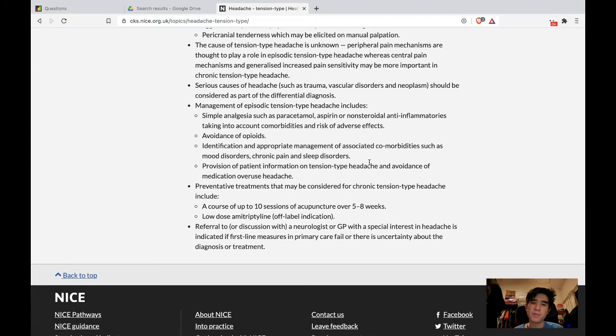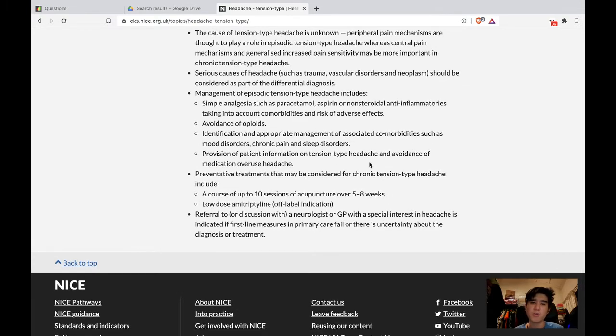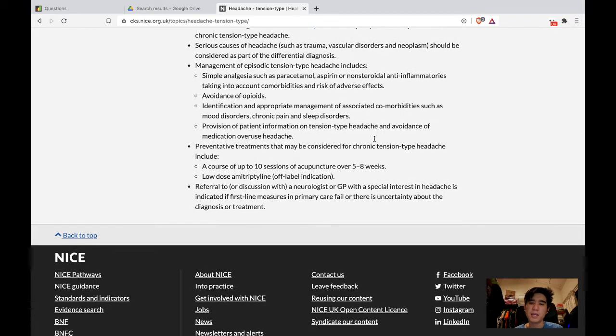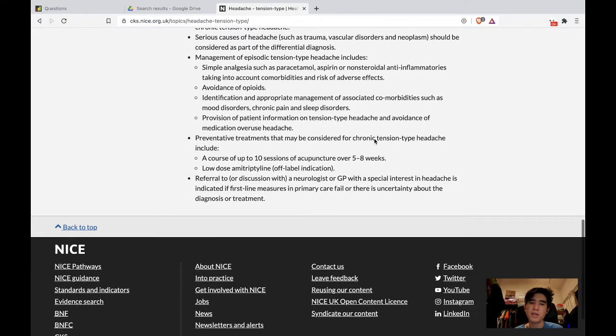Management of episodic tension type headache includes simple analgesia such as paracetamol, aspirin, or non-steroidal anti-inflammatories, taking into account comorbidities and risk of adverse effects; avoidance of opioids; identification and appropriate management of associated comorbidities such as mood disorders, chronic pain, and sleep disorders; provision of patient information on tension type headache and avoidance of medication overuse headache.